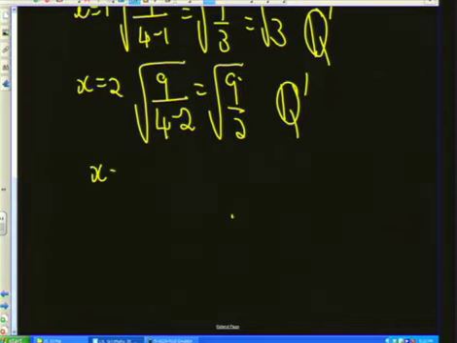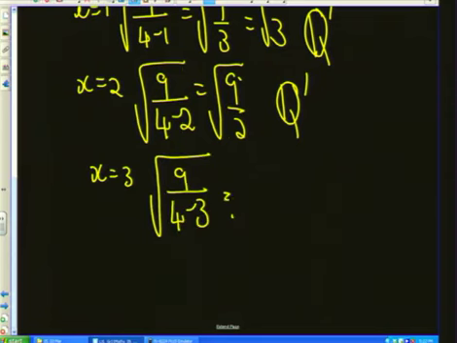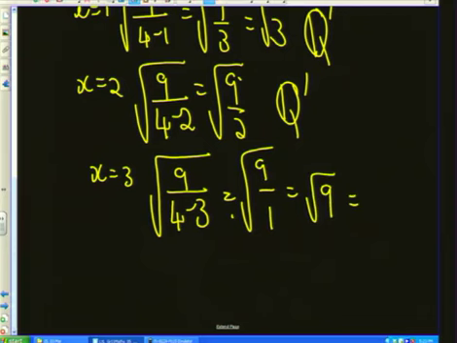If x is 3, we have the square root of 9 over 4 minus 3, which of course is the square root of 9 over 1, which is incredibly good news because it's just the square root of 9. And the square root of 9 is 3, and 3 is just a good old-fashioned integer, whole number, natural, whatever you want to call it, so it certainly is rational.